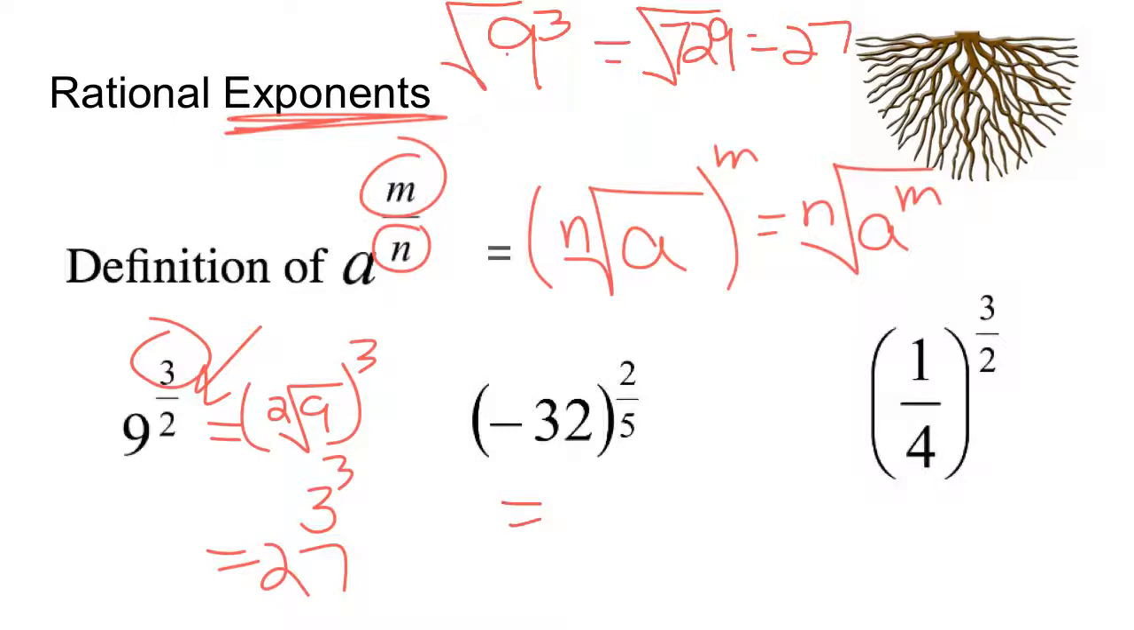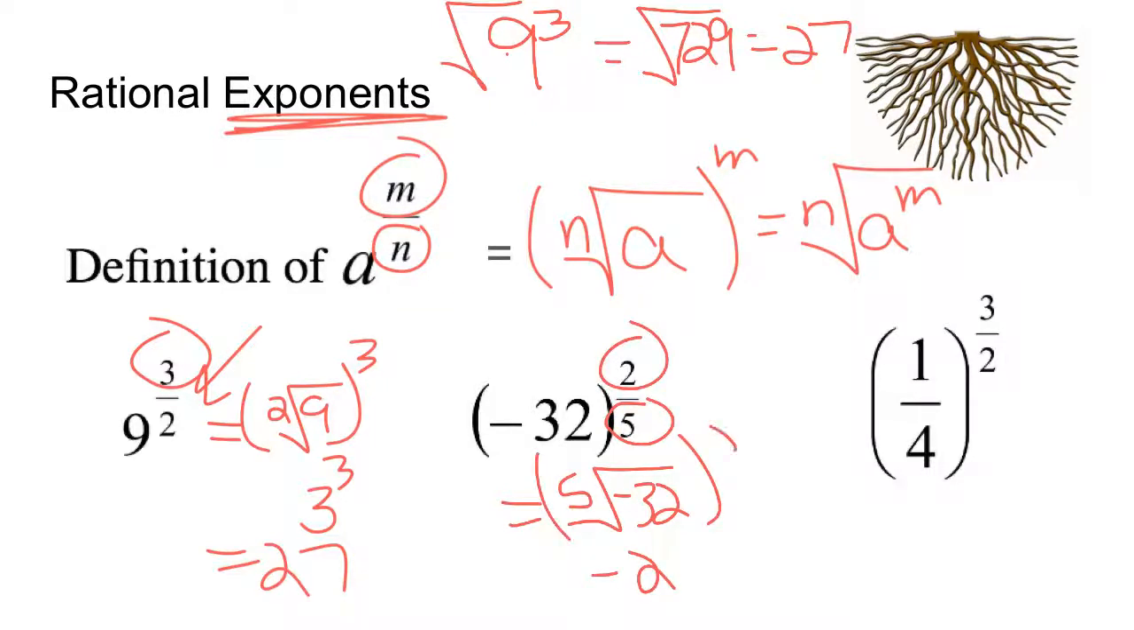Right, on this example, this would be the 5th root of negative 32. That comes from this 5 right here, and that's negative 2. And then you're going to square what you have there. So the final answer is 4 on that problem.